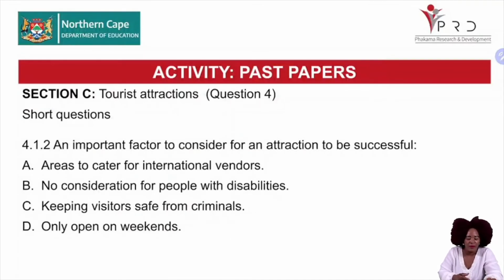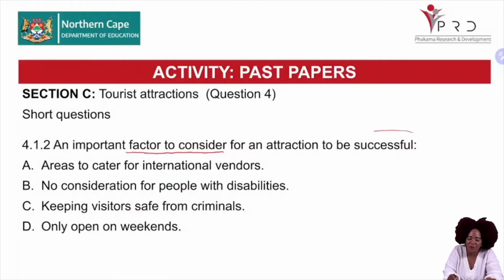Let's proceed to 4.1.2. An important factor to consider. You see now? An important factor to consider for an attraction to be successful. A, areas to cater for international vendors. B, no consideration for people with disabilities. C, keeping visitors safe from criminals. And D, only open on weekends. So, what is the question here? The question is about a factor to consider for an attraction to be what?